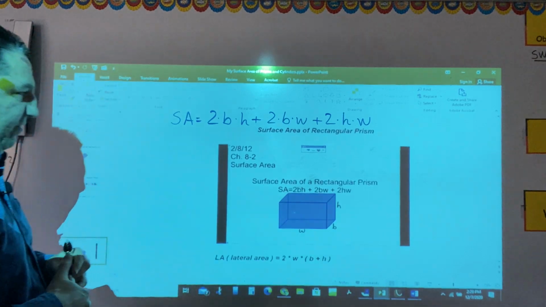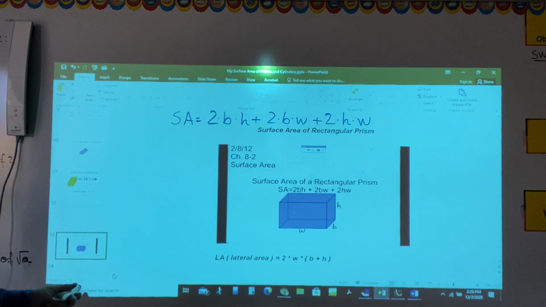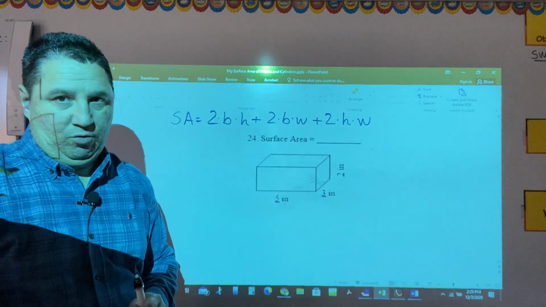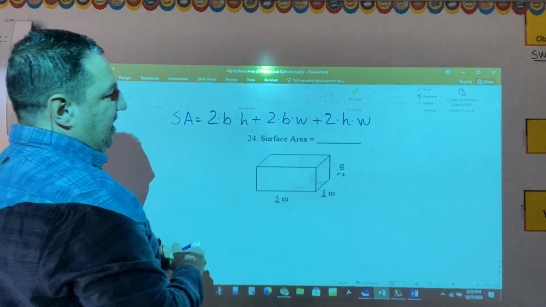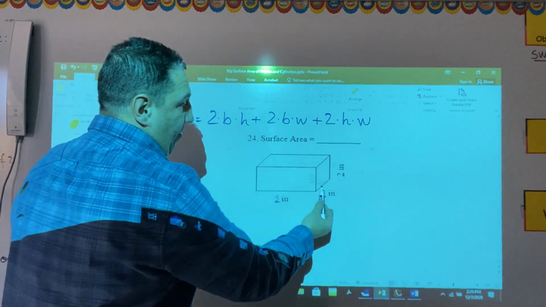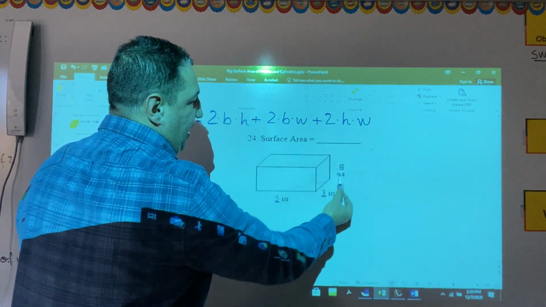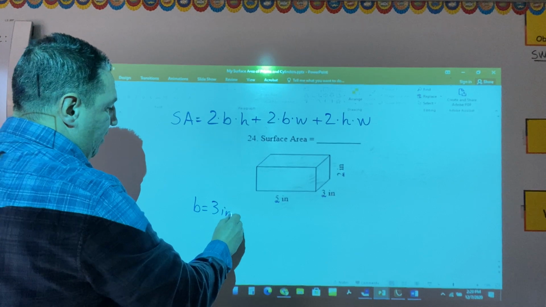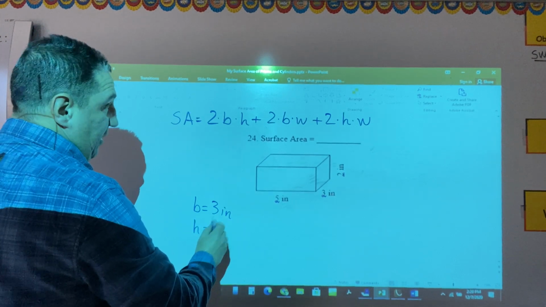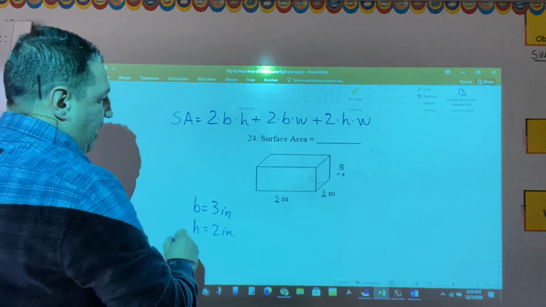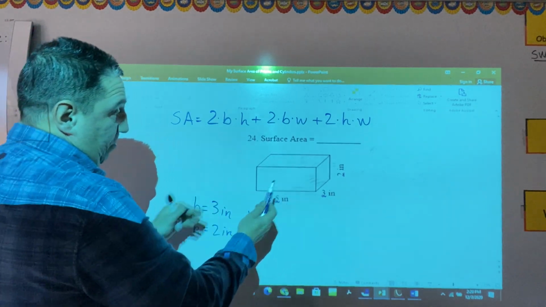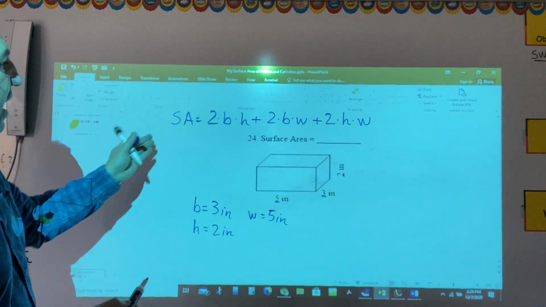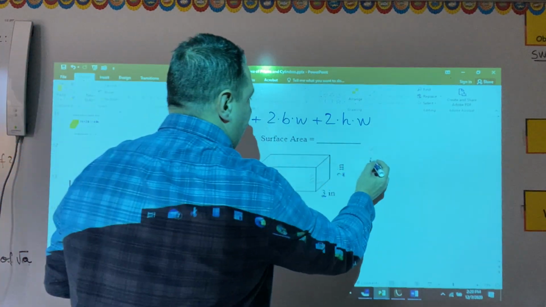So let's have an example with finding the surface area of a rectangular prism. For example, in this case, the sides of the base are 3 and 2, which means B, let's say, equals 3 inches, H is 2 inches, and W, which is the distance between bases, is 5 inches, right? So let's plug in here in the formula of surface area.